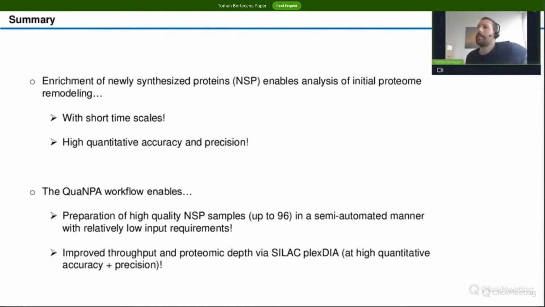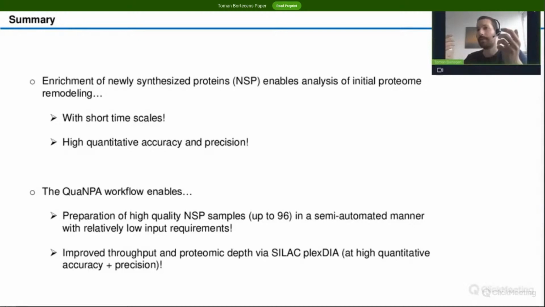So, with this, I would already summarize that in general, the enrichment of newly synthesized proteins, or NSPs, is a really valuable methodology that we believe is not used as much as it should be. It can be used to really get this snapshot of the initial proteome remodeling, even with short time scales, and it does so with improved quantitative accuracy and precision compared to the conventional pulse labeling.